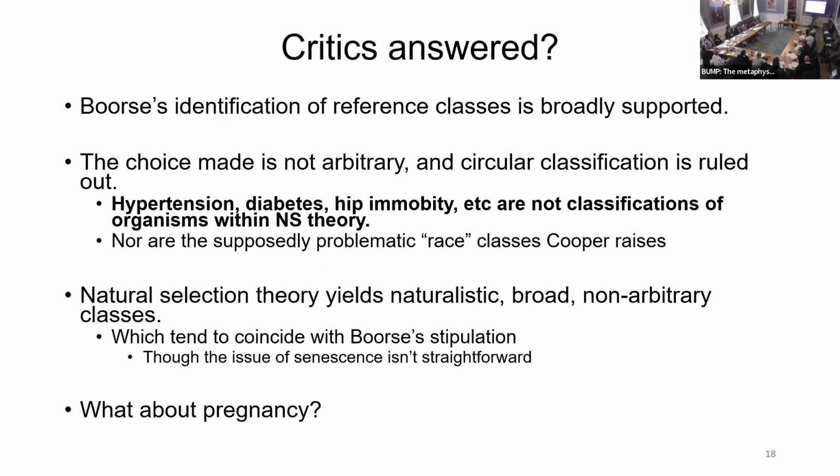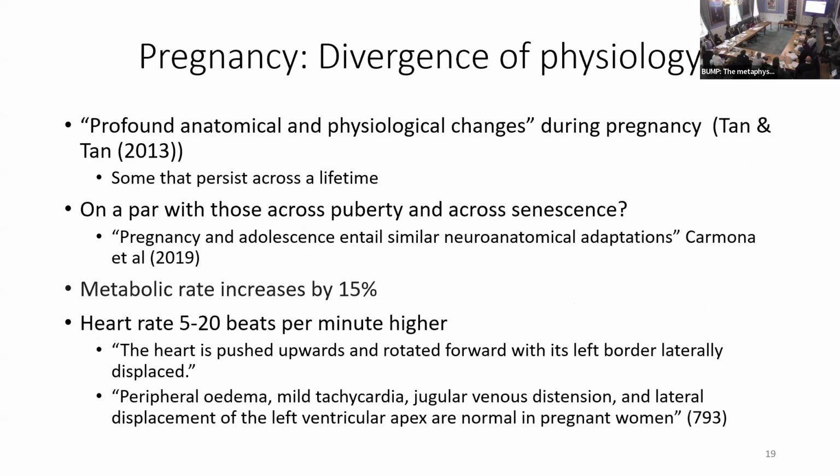Okay, so what about pregnancy? There is a huge divergence in physiology within pregnancy compared to non-pregnancy. So there are profound anatomical and physiological changes, some of which persist across a lifetime, some of which don't. Metabolic rate increases by 15%, heart rate is 5 to 20 beats per minute higher. Quotes here from the same paper: the heart is pushed upwards, rotated forward with its left quarter laterally displaced. I take it that if my heart was like that, that would be seen as potentially problematic.